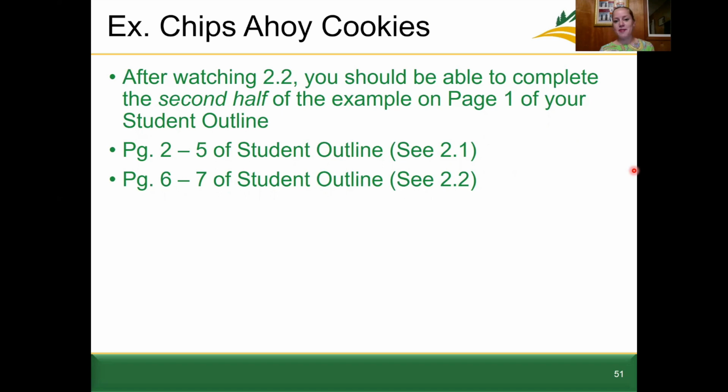Okay, so now after watching 2.2, you should be able to complete the second half of that example on page 1 of your student outline. And now you should have the entire packet filled out.